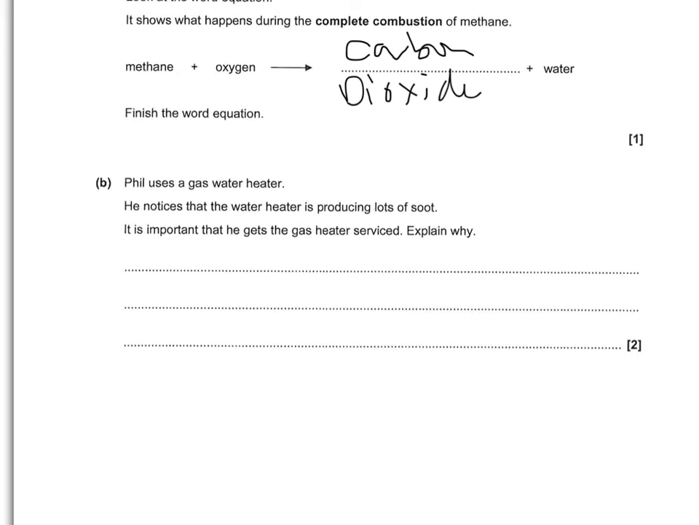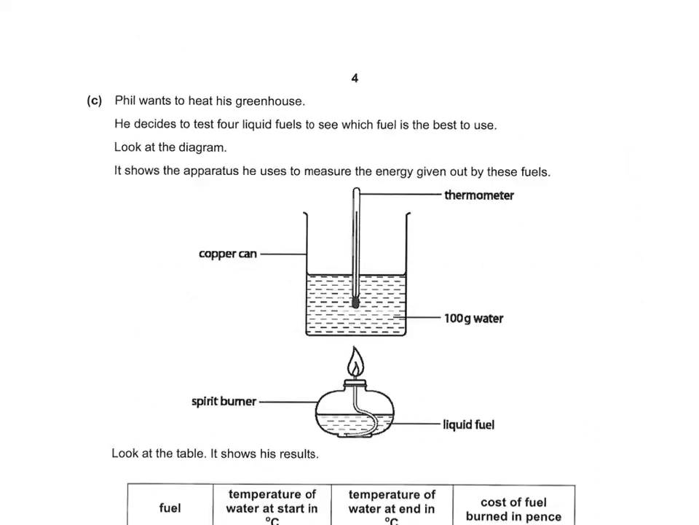And Phil uses a gas water heater. He notices that the water heater is producing lots of soot. It's important that he gets the gas heater serviced, so explain why. So this is all to do with the idea that soot shows that incomplete combustion is happening. So first mark is just saying that incomplete combustion must be happening, and second mark is saying that carbon monoxide might be being made, which is poisonous. So those 2 things will get you those 2 marks.